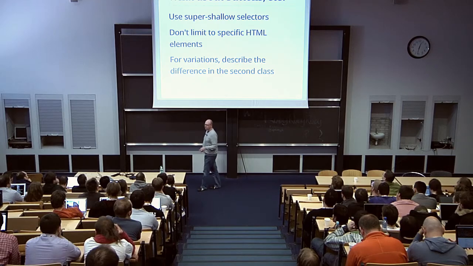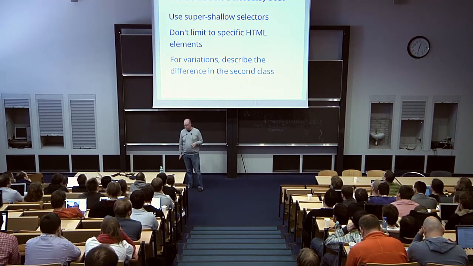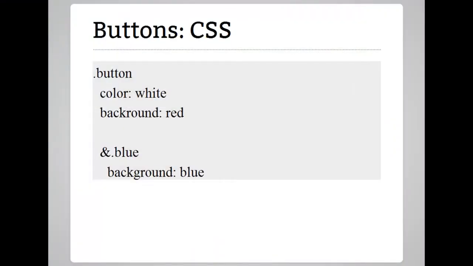And for variations, describe the difference in the second class. As we see here, this is a button. It has white text and a red background. And sometimes it has a blue background.